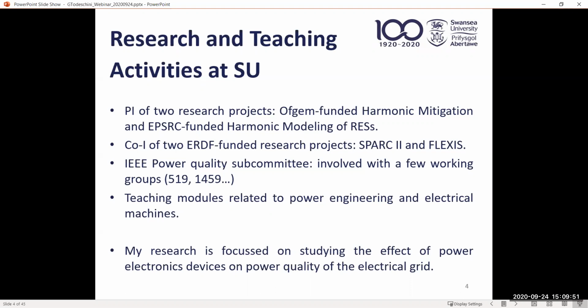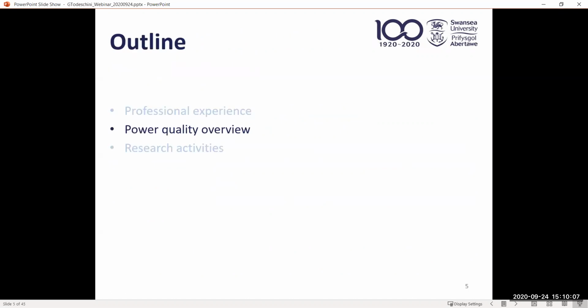So if I have to summarize my research in a sentence, this is the one shown here in the slide. My research is focused on studying the effect of power electronics devices on power quality of the electrical grid. So I thought I would spend some words about power quality in a general sense, just because I think the attendees may have a diverse background and perhaps not everyone is familiar with the topic.